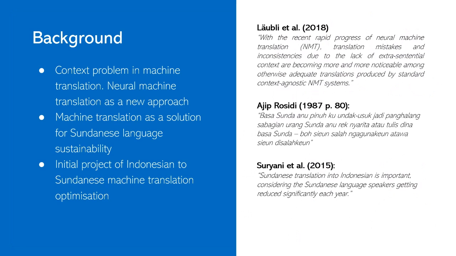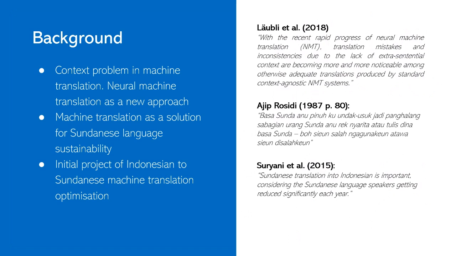As also said by Lobby in 2018, with the rapid progress of neural machine translation, or later we call it NMT, translation mistakes and inconsistency due to the lack of extra-sentential context are becoming more and more noticeable among otherwise adequate translations produced by standard context-agnostic NMT systems. So context-agnostic is a term for machine translation that translates in general without noticing the context.